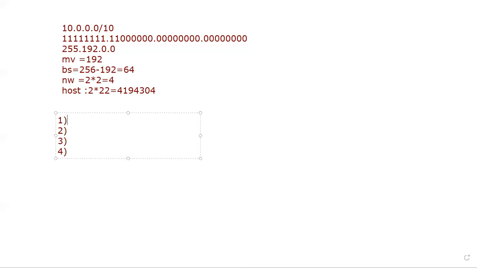Now 16 million is divided into 4 parts. What is the block size? 64. 10.0.0.0, 10.64.0.0. Now the value changes in the second octet. 10.128.0.0, 10.192.0.0. Understand? Do you understand the concept? Yes, sir. Yes, that's good.